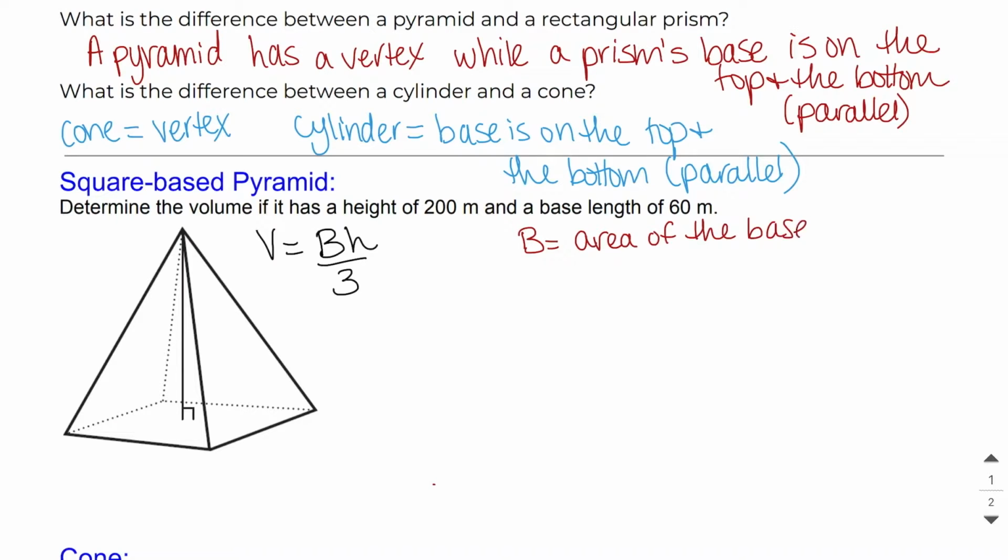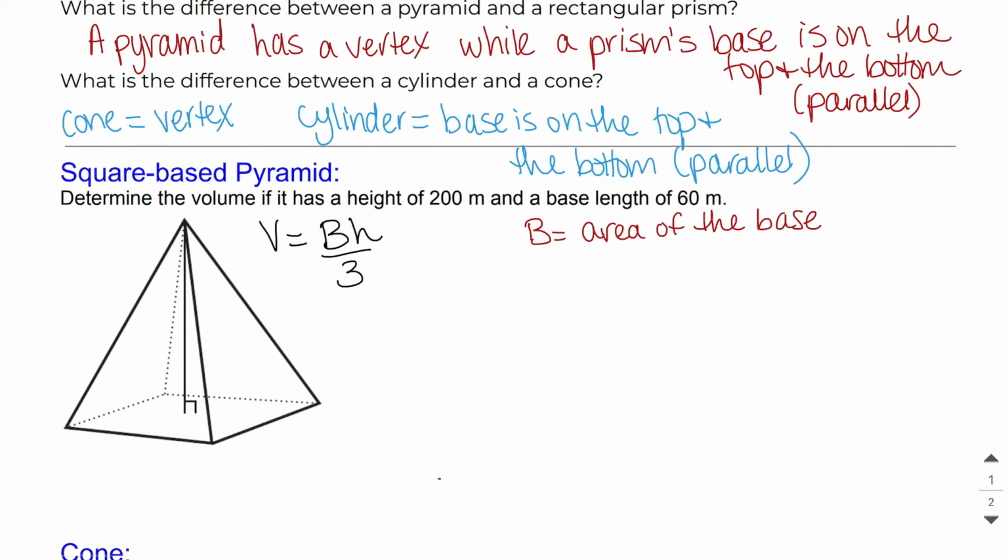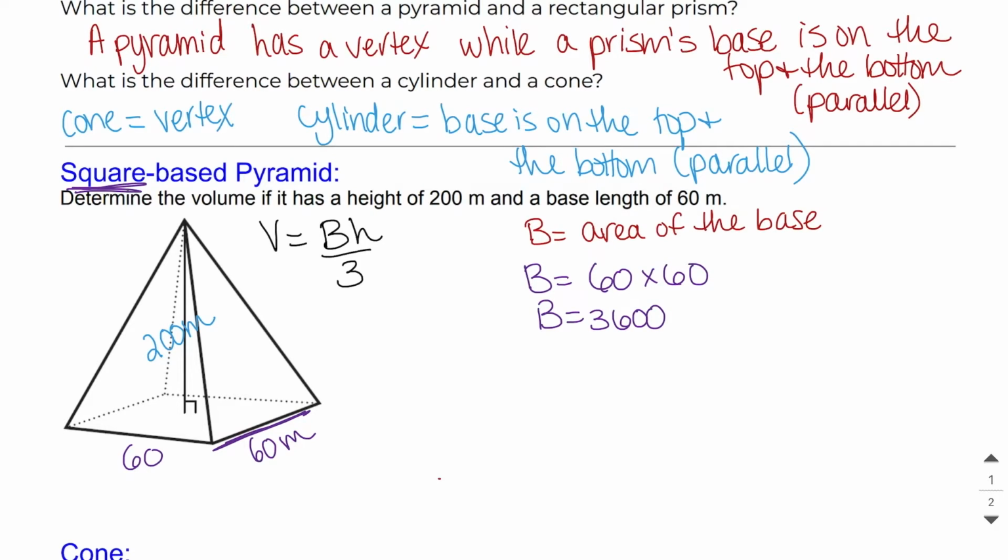So let's go ahead and figure that out. It says to determine the volume if it has a height of 200 meters and a base length of 60 meters. To find the area of the base here, our base is a square. It's literally called a square-based pyramid. So if this is 60, then this is also 60. To find the area, we would do 60 times 60, which is 3,600. Or we could also just do 60 squared, which would still give us 3,600.